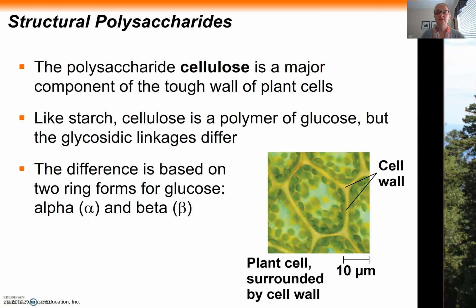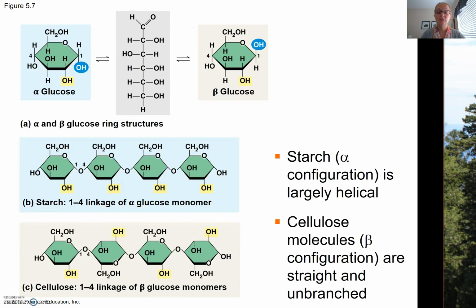Let's finish up our discussion of carbohydrates, specifically structural polysaccharides. We'd introduced cellulose, but we hadn't really talked about how cellulose is different from starch, for example, even though they're both made out of glucose monomers. So let's take a look at glucose.